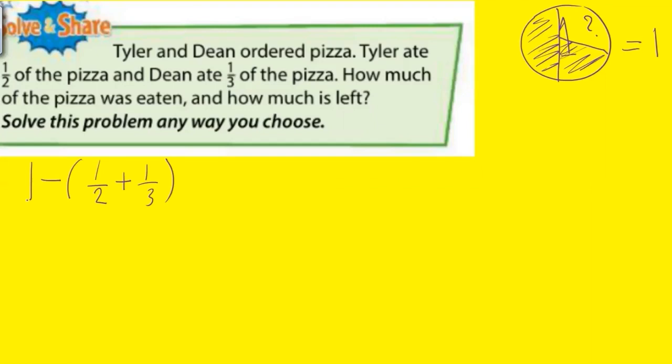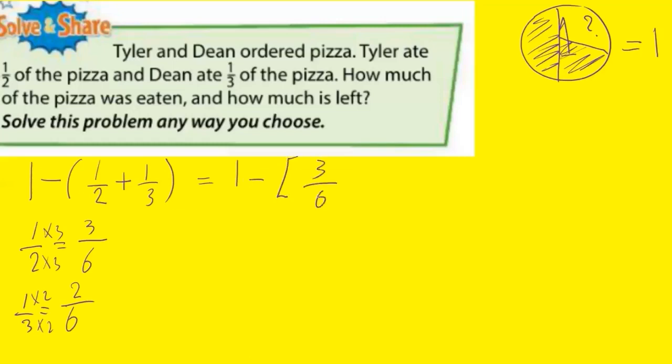Let's add first 1 half plus 1/3. Both of them need a common denominator equal to 6. What makes 2 equal 6? Multiply 3 up and down. What makes 3 equal 6? Multiply 2 up and down. 1 by 3 equals 3. 1 by 2 equals 2. So I will have here again 1 minus 3 over 6 plus 2 over 6. That will equal what? 1 minus 5 over 6.